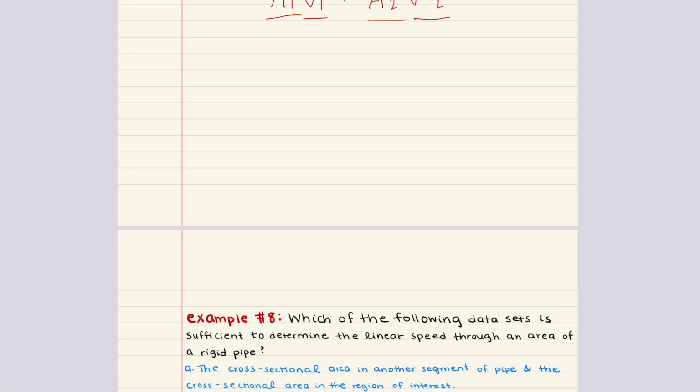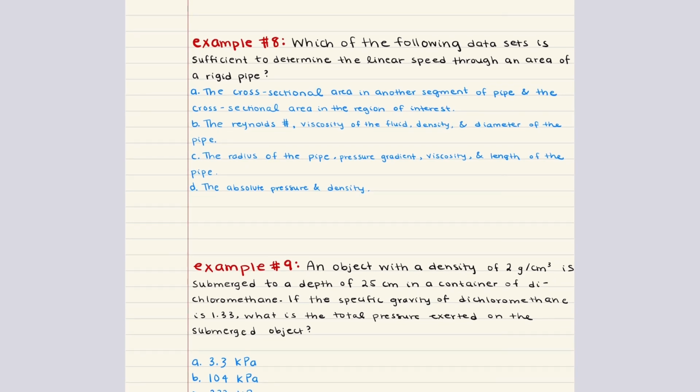Next up, we have problem 8. Problem 8 says, which of the following data sets is sufficient to determine the linear speed through an area of a rigid pipe? A says the cross-sectional area in another segment of the pipe and the cross-sectional area in the region of interest. Now, this would be sufficient if we also knew the flow rate in another segment of the pipe. Then we could use the continuity equation to determine the linear speed. But we're not given that, so A is not the correct answer.